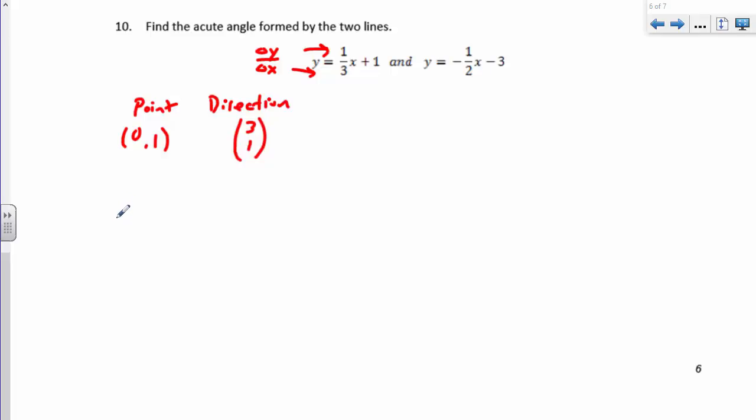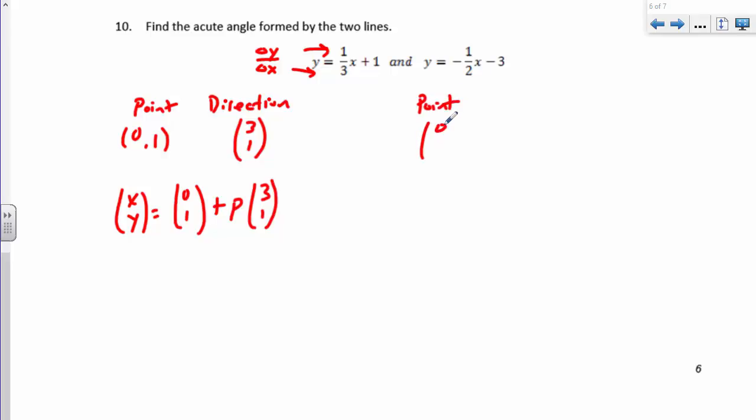So what I have here is a vector equation of a line. It's written as the point (0, 1) plus some scalar, we'll call it p, times the vector (3, 1). So that's a vector equation of this line. We'll do the same thing for this one. I'm going to do a point as well.